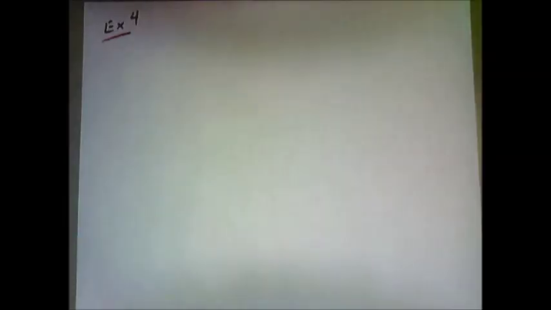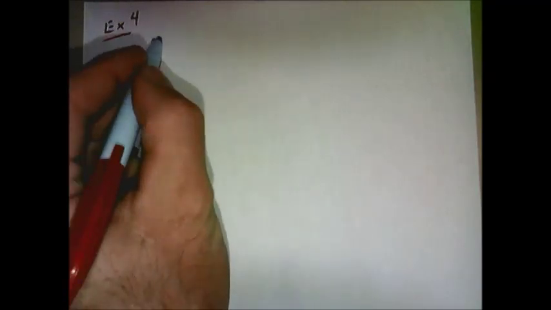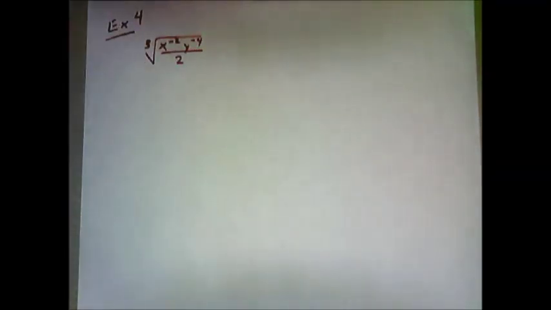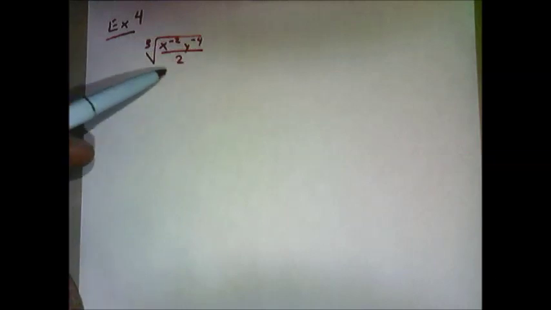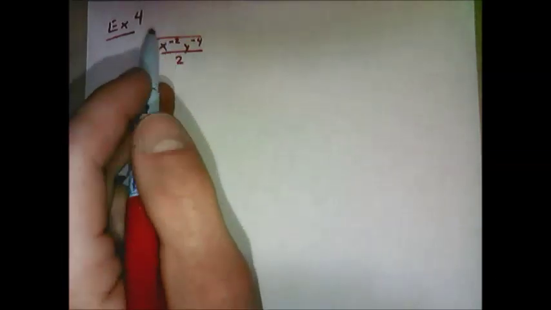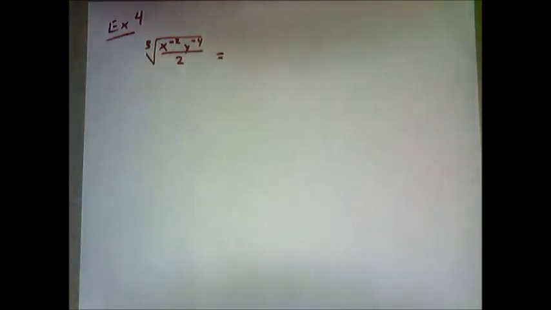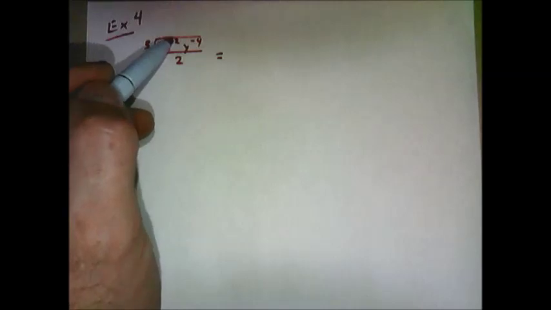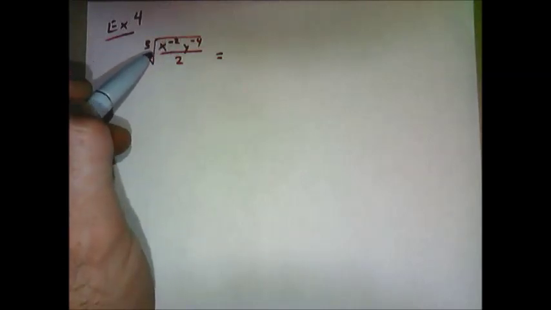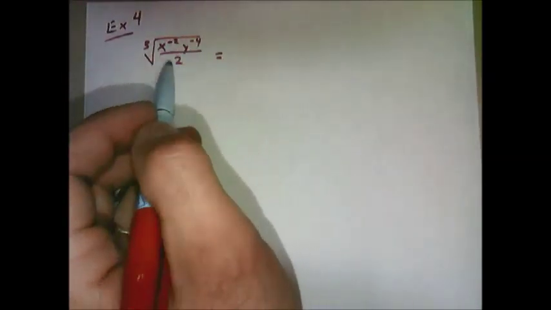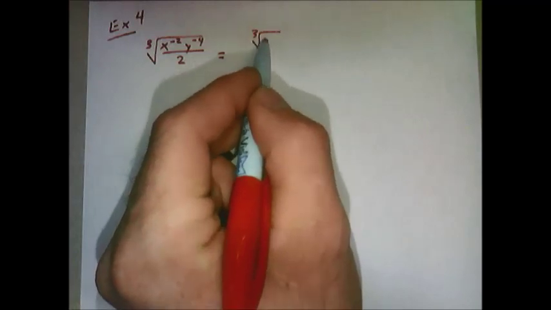In example 4 here, our problems can get quite nasty, quite ugly, and quite complicated fairly quickly. So let's take the 3rd root of x to the negative 2nd, y to the negative 4th, over 2. Notice we're taking the 3rd root of all of this. Well, we should see that we have negative exponents and we have fractions. So the first thing we want to do is go ahead and clean up those negative exponents. Remember, if we have negative exponents on the top, they're going to go to the bottom of our fraction to become positive. Well, if they both go to the bottom, we're going to be left with the 3rd root of 1.